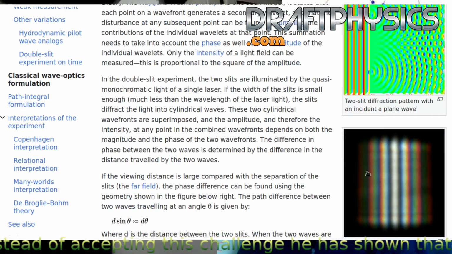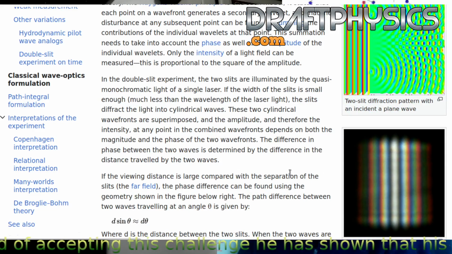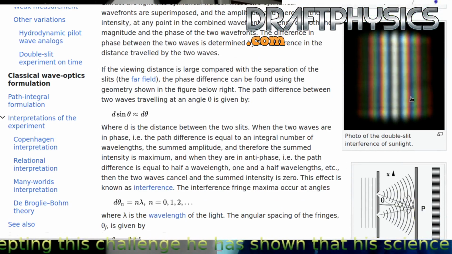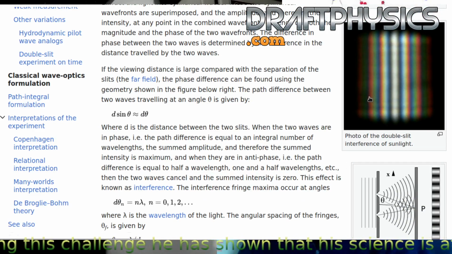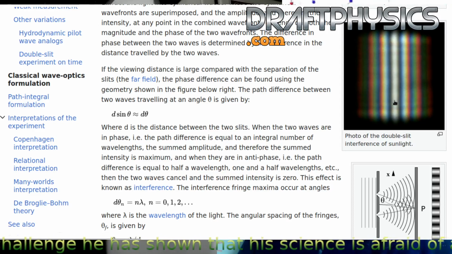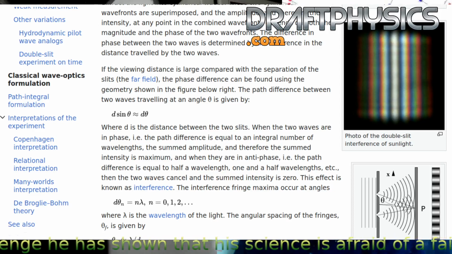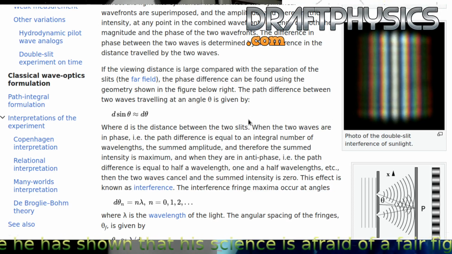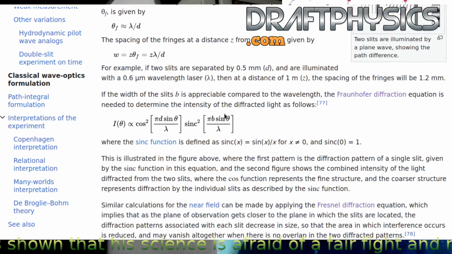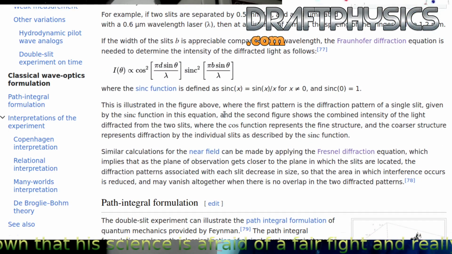So you can see how very different this pattern is. So, photo of double slit interference of sunlight. This pattern doesn't look anything like the single slit pattern, right? There's absolutely no maxima here, and we obviously don't have a recurrence of the pattern. So what is this? Yeah, it's not a very good picture. I mean, it's not a very good proof of anything.